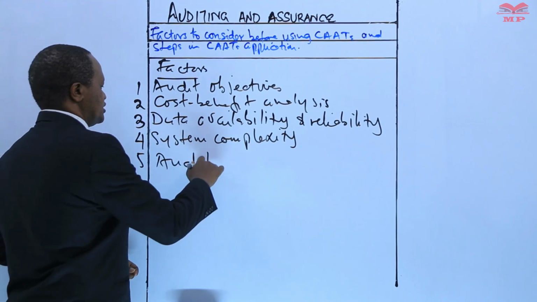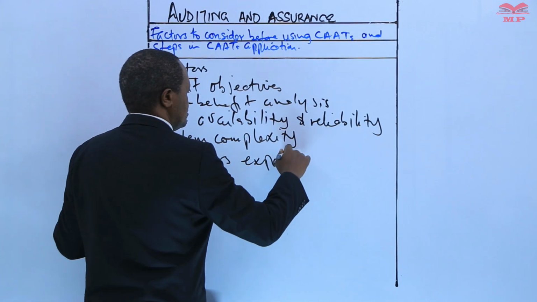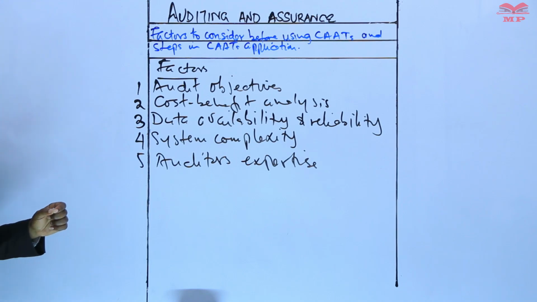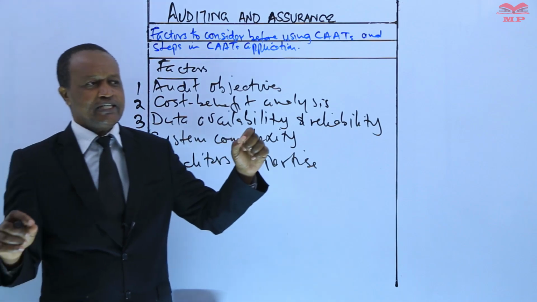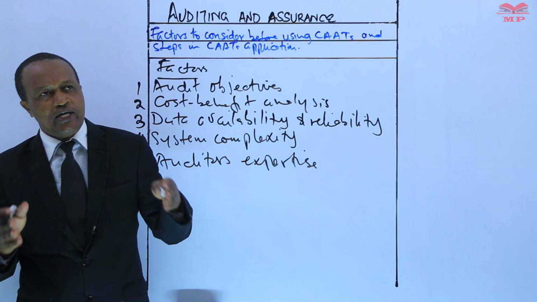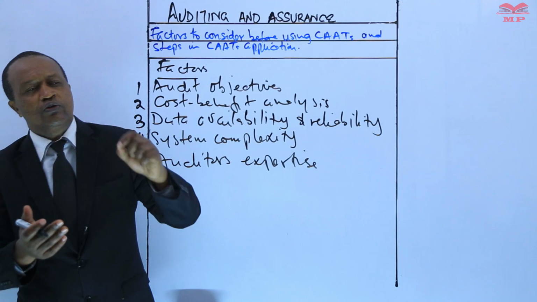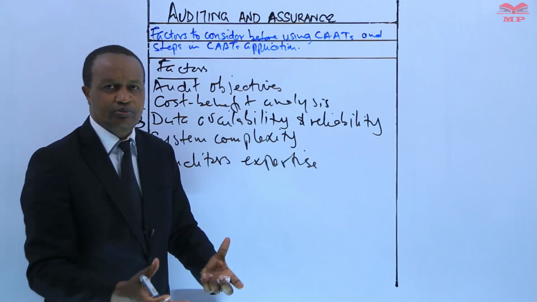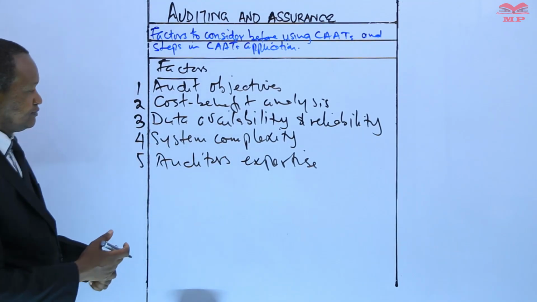Five, auditors' expertise. Using CAATS requires some level of expertise. So here the auditor has to assess his knowledge and skills in using CAATS, because adequate training is required. Adequate experience is also crucial for successful application of these techniques. So it is not just the auditor as an individual, but the audit team has to be well skilled in the use of the CAATS. That is the fifth factor.